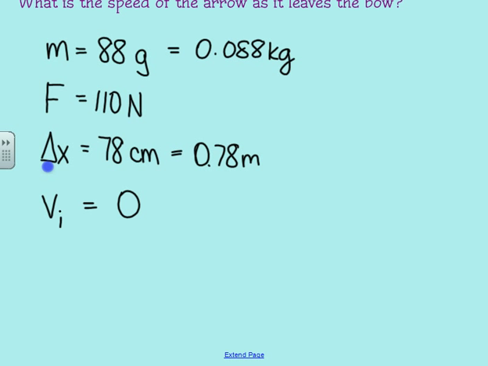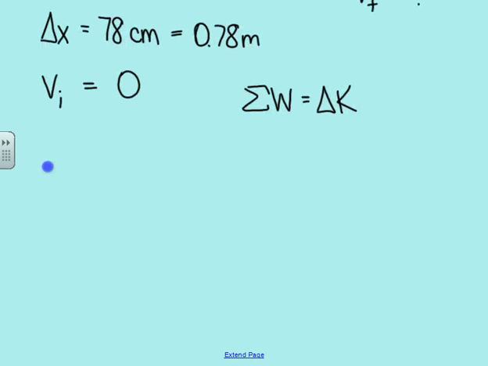Based on the fact that I see in this problem a force, a displacement, and a velocity, I know that I'm going to use the work-kinetic energy theorem to find the final velocity of the arrow. That tells me that net work is equal to the change in kinetic energy. I'm going to go ahead and take the approach of adding together the work done by each individual force.